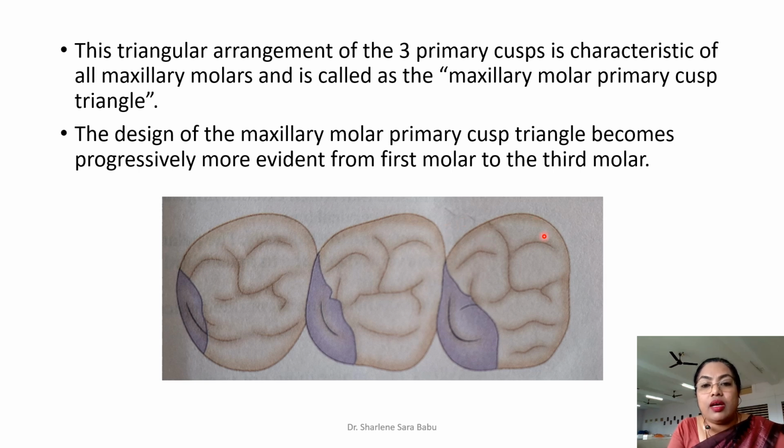This triangular arrangement of the three primary cusps is a characteristic of all maxillary molars and is called the maxillary molar primary cusp triangle. The design of the maxillary molar primary cusp triangle becomes progressively more evident from first molar to third molar.